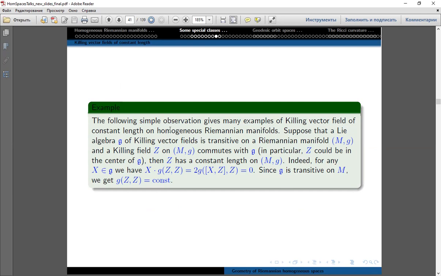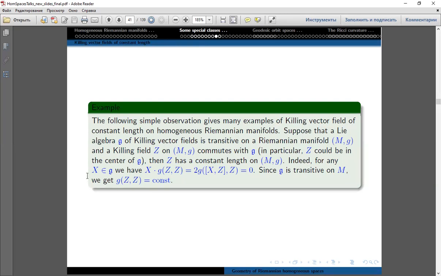Suppose that a Lie algebra G of Killing vector fields is transitive on a Riemannian manifold, and the Killing vector field Z commutes with this Lie algebra. In particular, it could be in the center of this Lie algebra. Then this vector field has a constant length on this Riemannian manifold. Why? The proof could be written in one line.